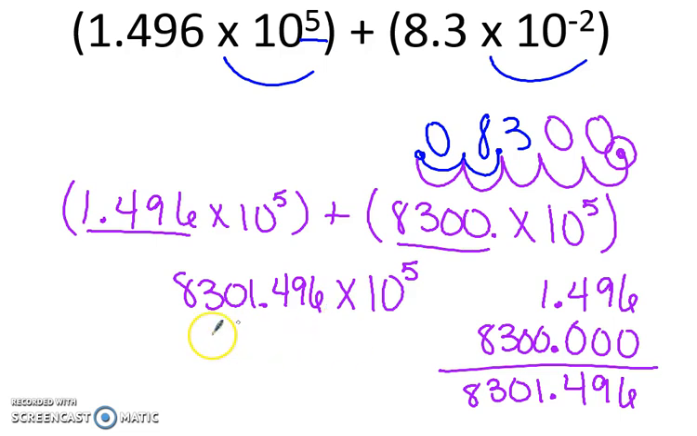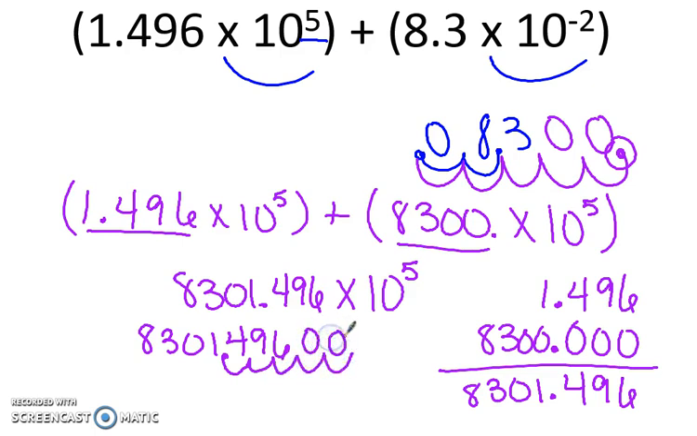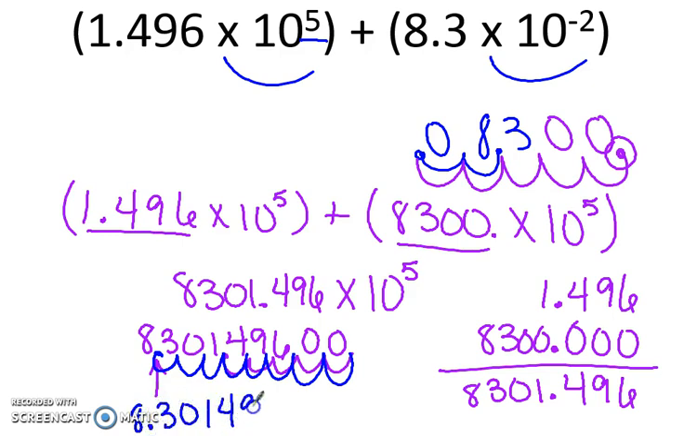So we're going to have to move a 5. One, 2, 3, 4, 5. We want it to be right there. So we're going to have to move it 1, 2, 3, 4, 5, 6, 7, 8. So it's 8.301496 times 10 to the 8th power.